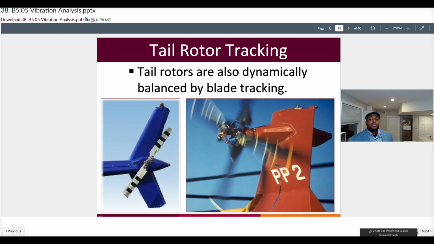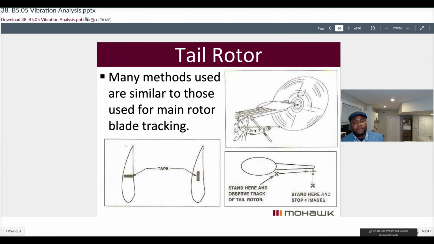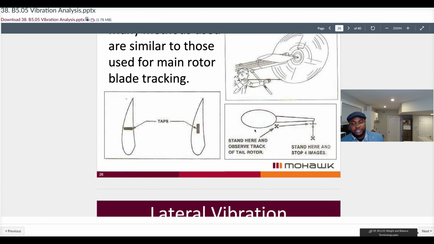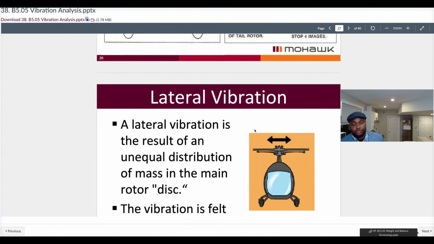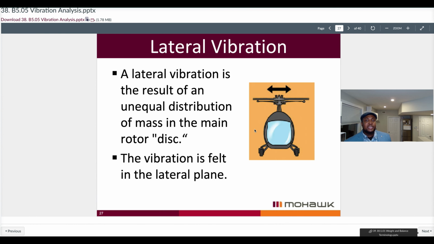Tail rotors are also dynamically balanced by blade tracking. Many methods used are similar to those used for the main rotor, essentially to make sure that the tip path plane is the same and one blade is not producing excessive lift. That summarizes vertical vibrations. Now let's move on to lateral vibrations.